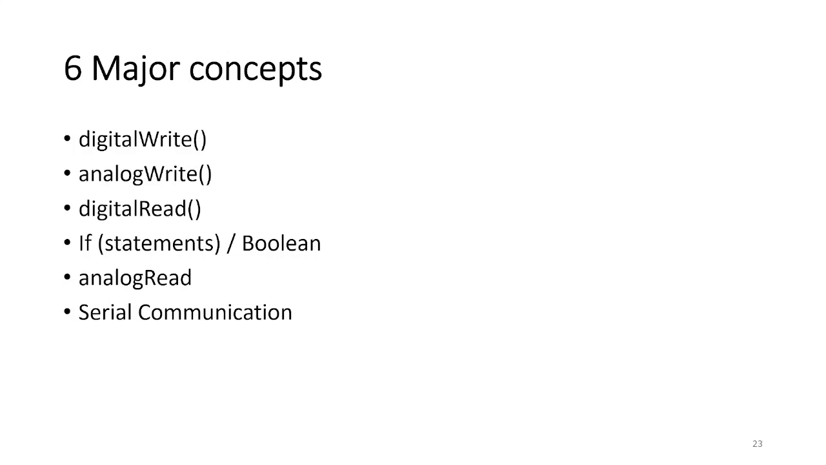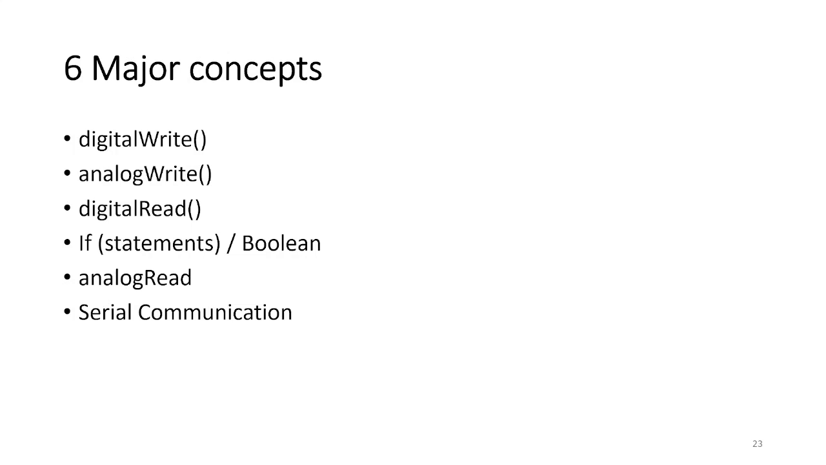Again, we have the if statements. If you are not new to programming, you must understand what if is. Actually, they are called conditional statements. So we have if, else if, and else. Those are conditional statements, and we have several of them. And boolean: a boolean is usually true or false. We had a question about that in the Kahoot, if I am not wrong. Also, analogRead.